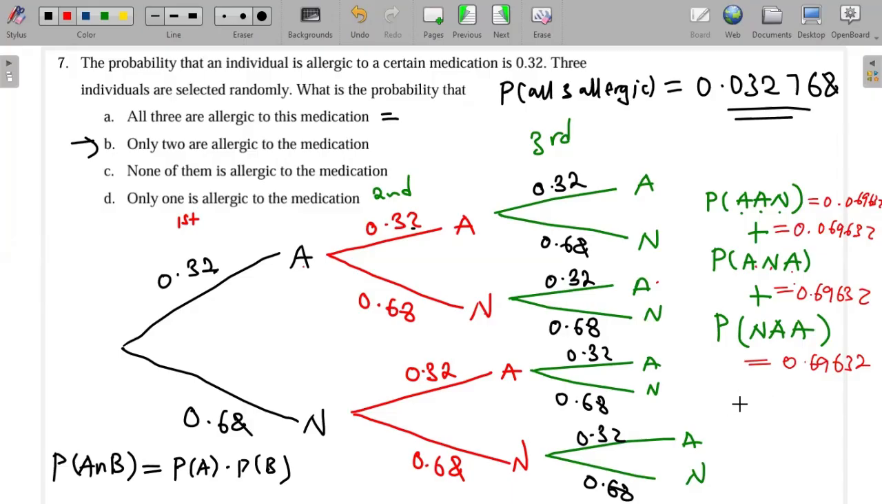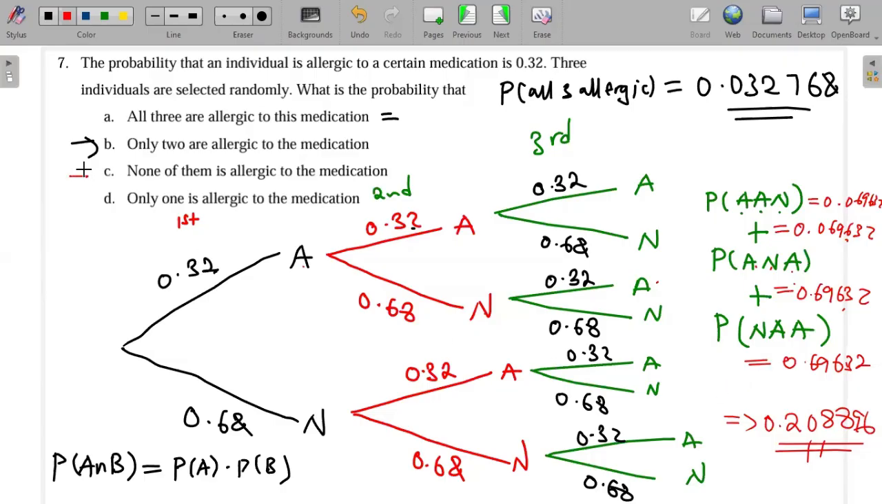So the probability of only two being allergic will be the addition of these three here. Or you simply say this one multiplied by 3. So when I do that, I get my final probability on part B to be 0.208896. And then I'm done. Okay, so that is part B.